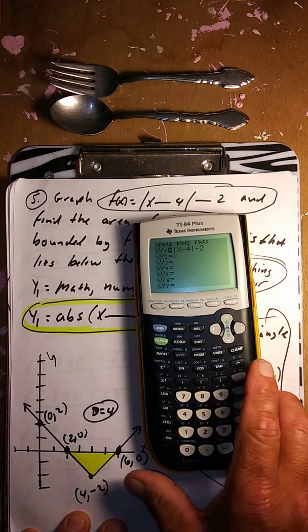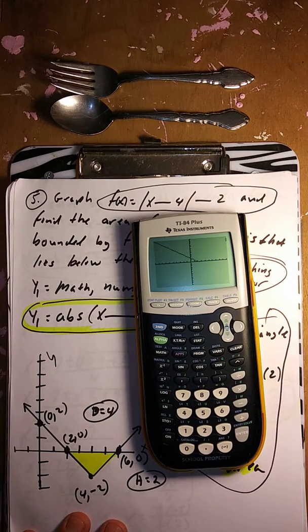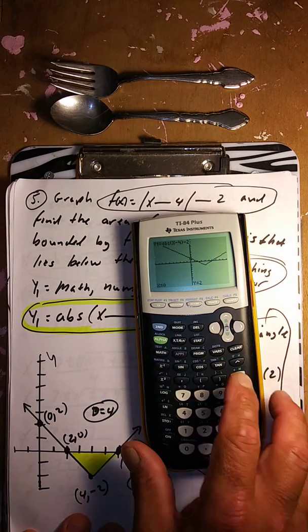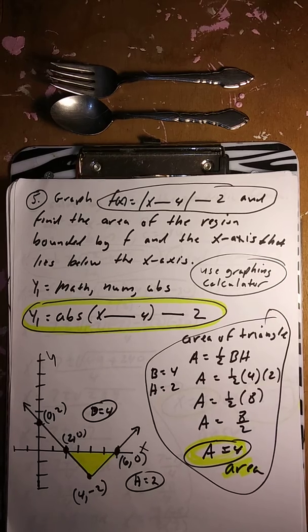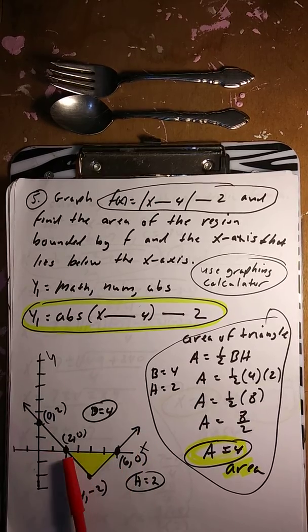Okay, we can read that, hopefully with a clear graph, and there it is. You can do trace again if you want to find spots. But anyway, so the graph of this is right there. So now we found this by the trace. So we're going from (2, 0), (6, 0), and (4, -2).